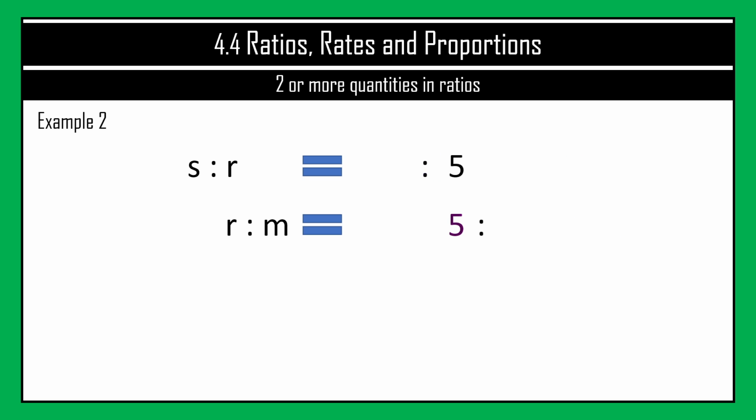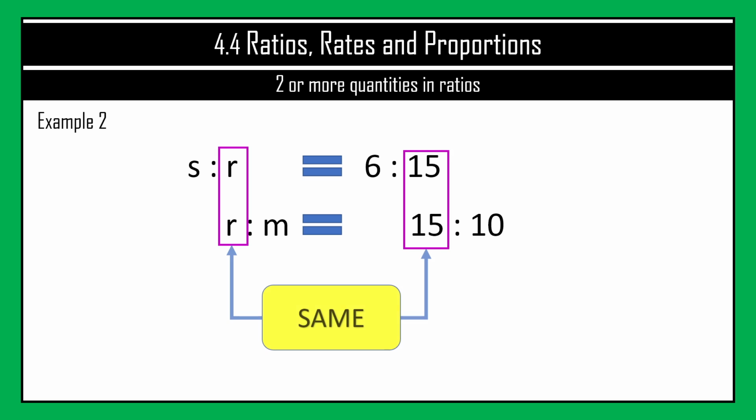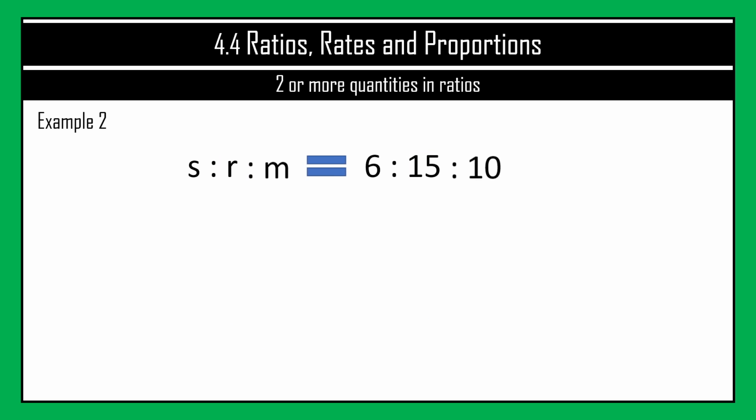Now we have 6 to 15 for storybook to reference book, and then reference book to magazine 15 to 10. Now we have the same value. When we have the same value, then we combine them together to get the final answer, which is storybook to reference book to magazine, which is 6 to 15 to 10.